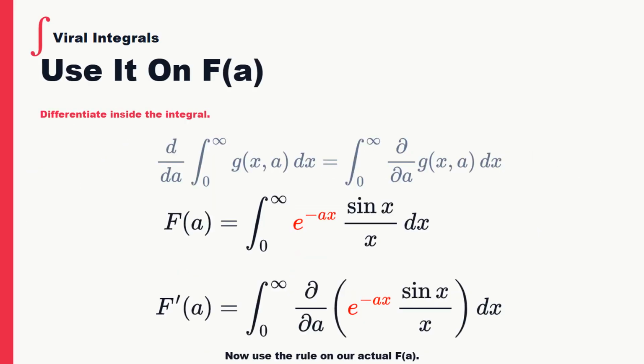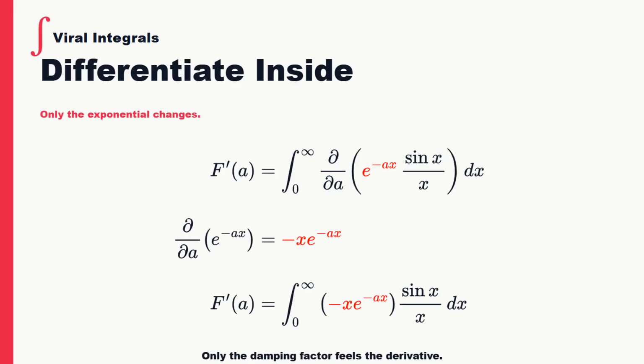Now apply that rule to the function we actually made. The only part that depends on a is the exponential damping factor. So that is the piece the derivative acts on. Inside the integral, sine x over x stays the same. The derivative of e to the negative ax is negative x times e to the negative ax.